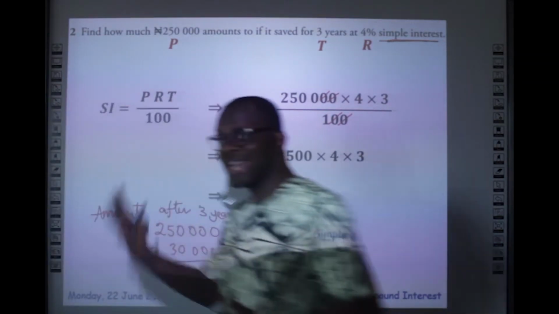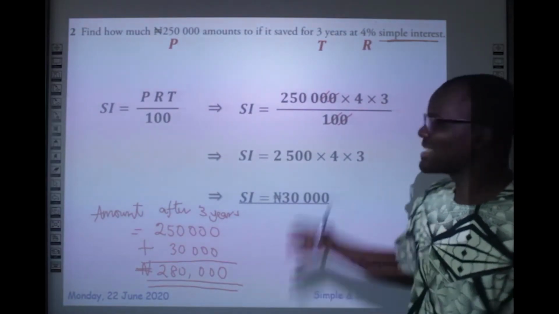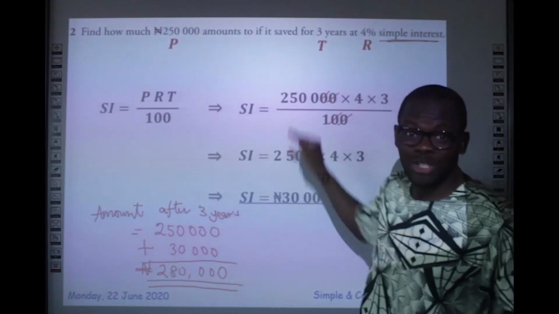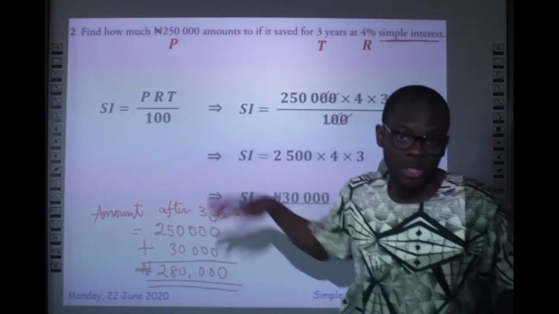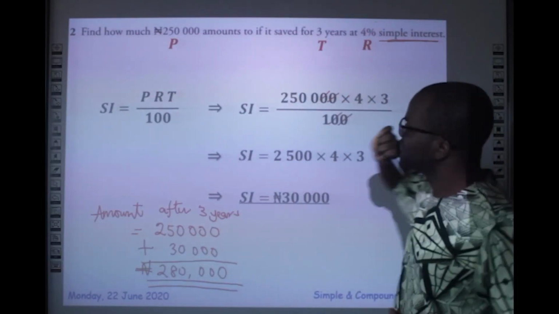So just in case you were asked what the total amount is after 3 years, once you've gotten the simple interest, you now add that to the principal to get the total amount after 3 years. So take note and always read the question very carefully.